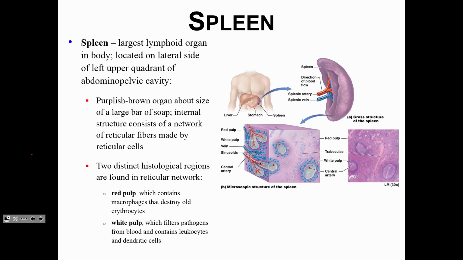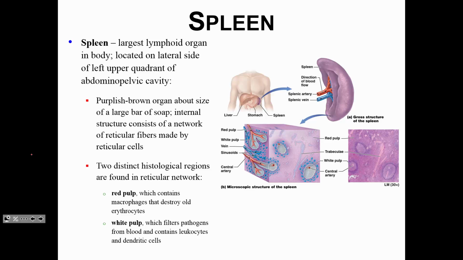All right, we're going to look at the spleen, largest lymphoid organ in the body. It's in the left upper quadrant of the abdominopelvic cavity. It's kind of a purplish brown color. It's like the size of a bar of soap. There is an internal network of reticular fibers made of that reticular cell tissue. But there's two distinct histological regions that are found there. You have red pulp and you have white pulp.